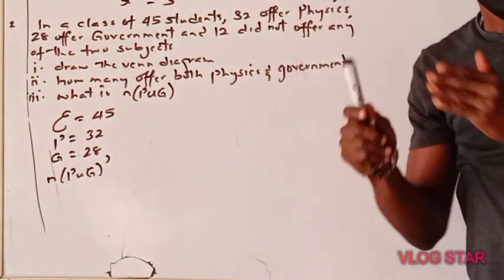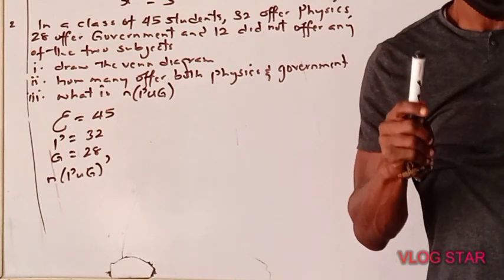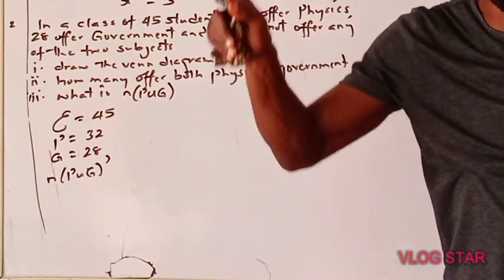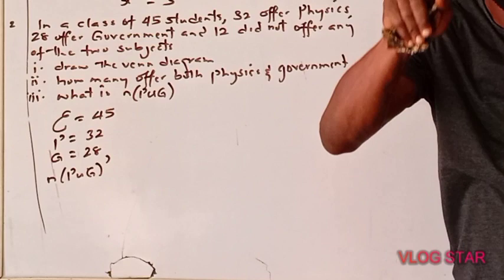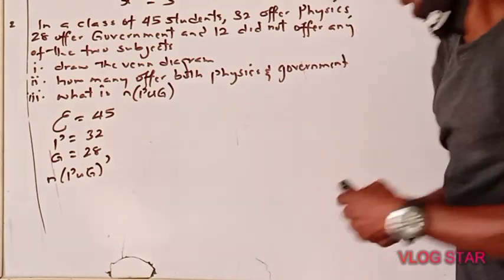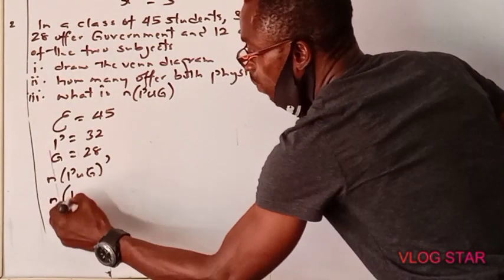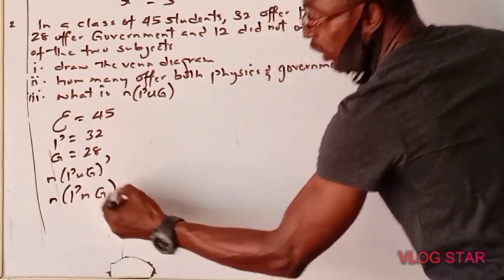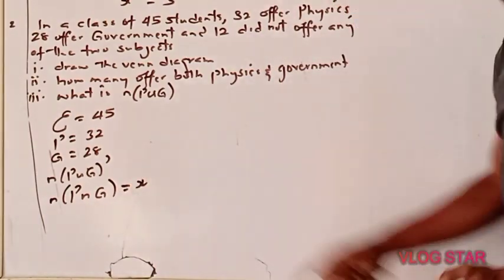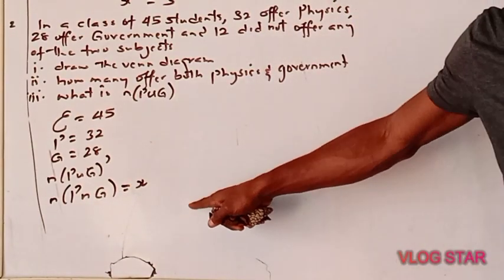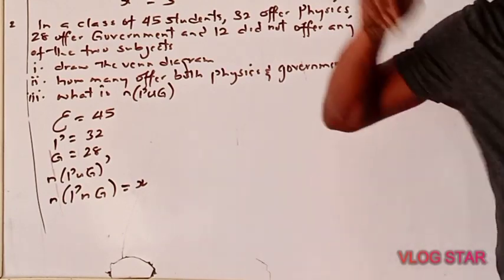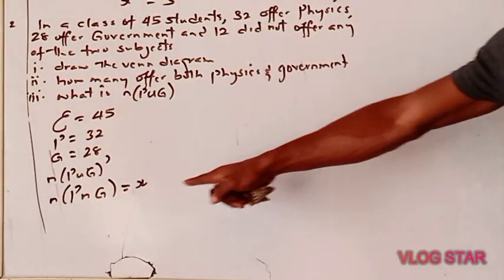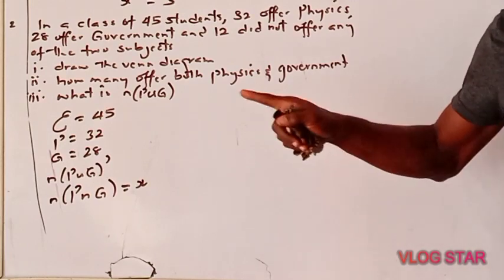What I'm giving you, the first thing you check out for is the intersection between these two sets, the number that offer both. So n(P ∩ G) equals x. Did they give us the number of students that offer both? No. That's P intersection G, that's what we first find.